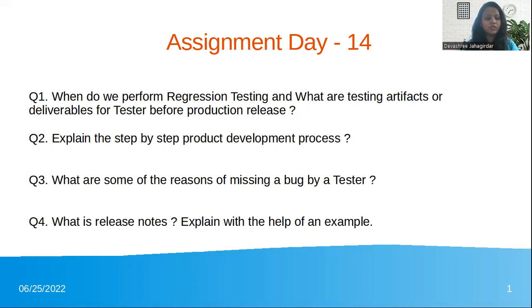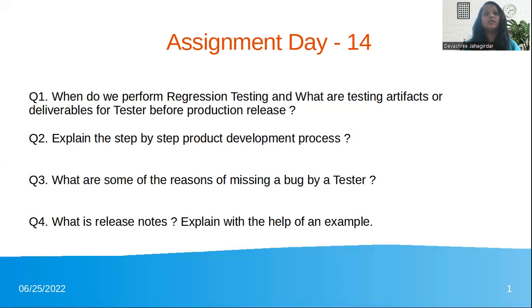Now moving on to the third question, what are some reasons for missing a bug by a tester? The major one, I feel, is time pressure. If the release is in 2 days and the tester has to test the complete application, the tester will be under pressure and might miss some major issues. So being under pressure and the time constraint, the tester might miss a bug.